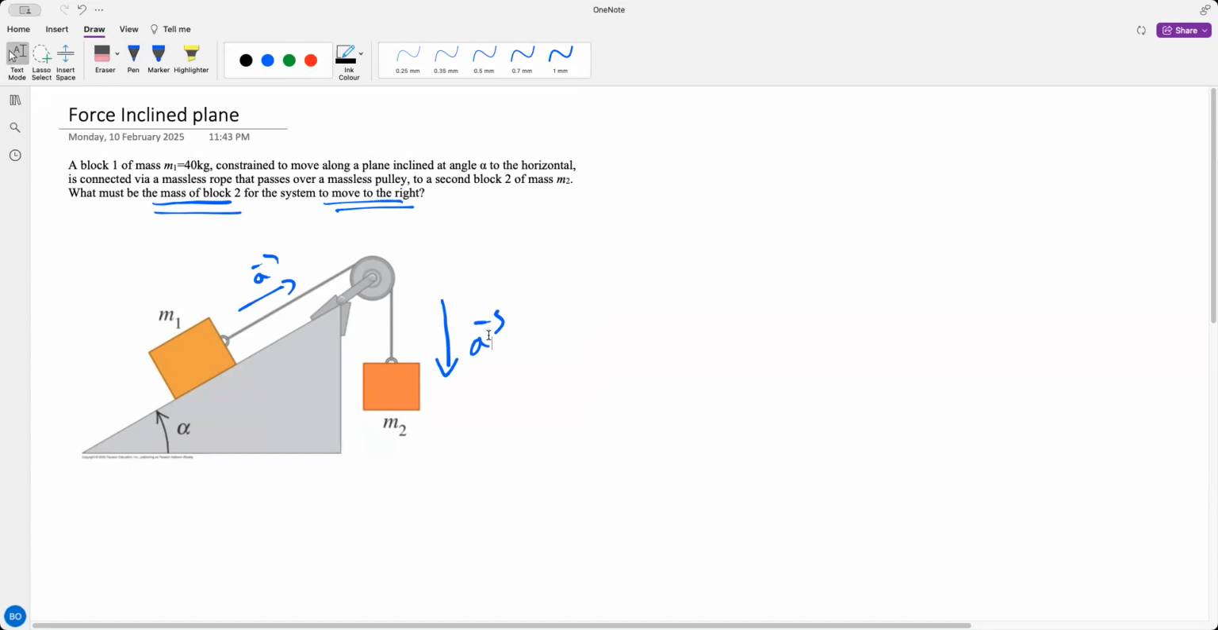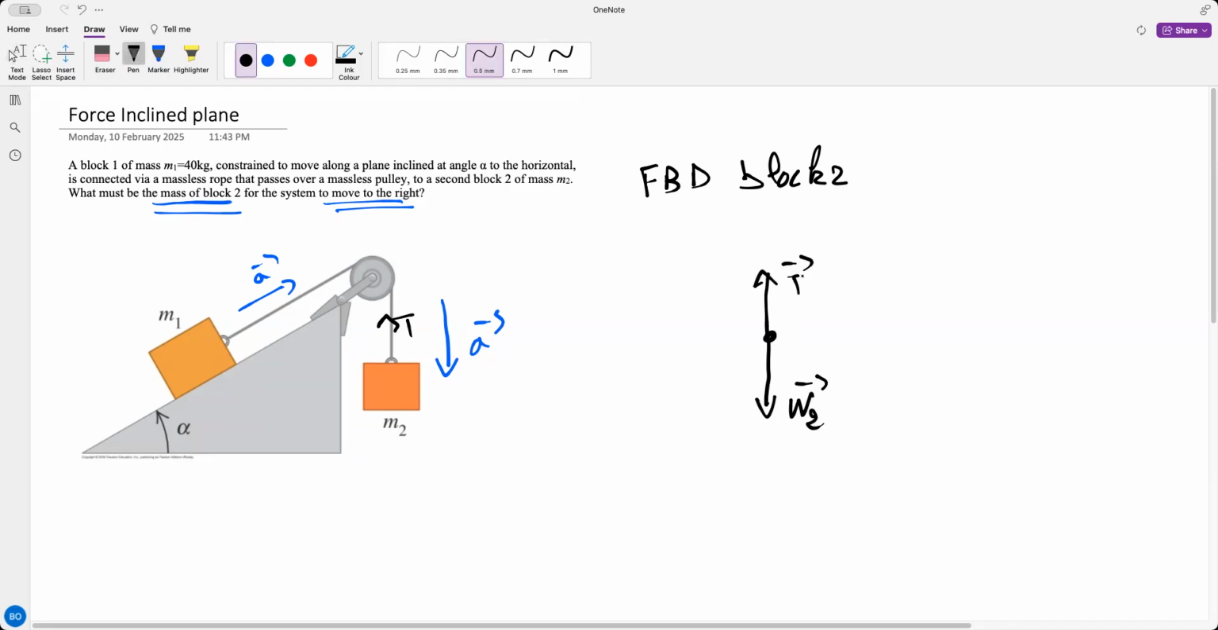Let's start by object 2, so block 2. Free body diagram of block 2. We know that there is a tension in the cable that I will call T. So in the free body diagram, this is m2. It has the weight that I will call W2, and it has the tension, and obviously the acceleration is this way.